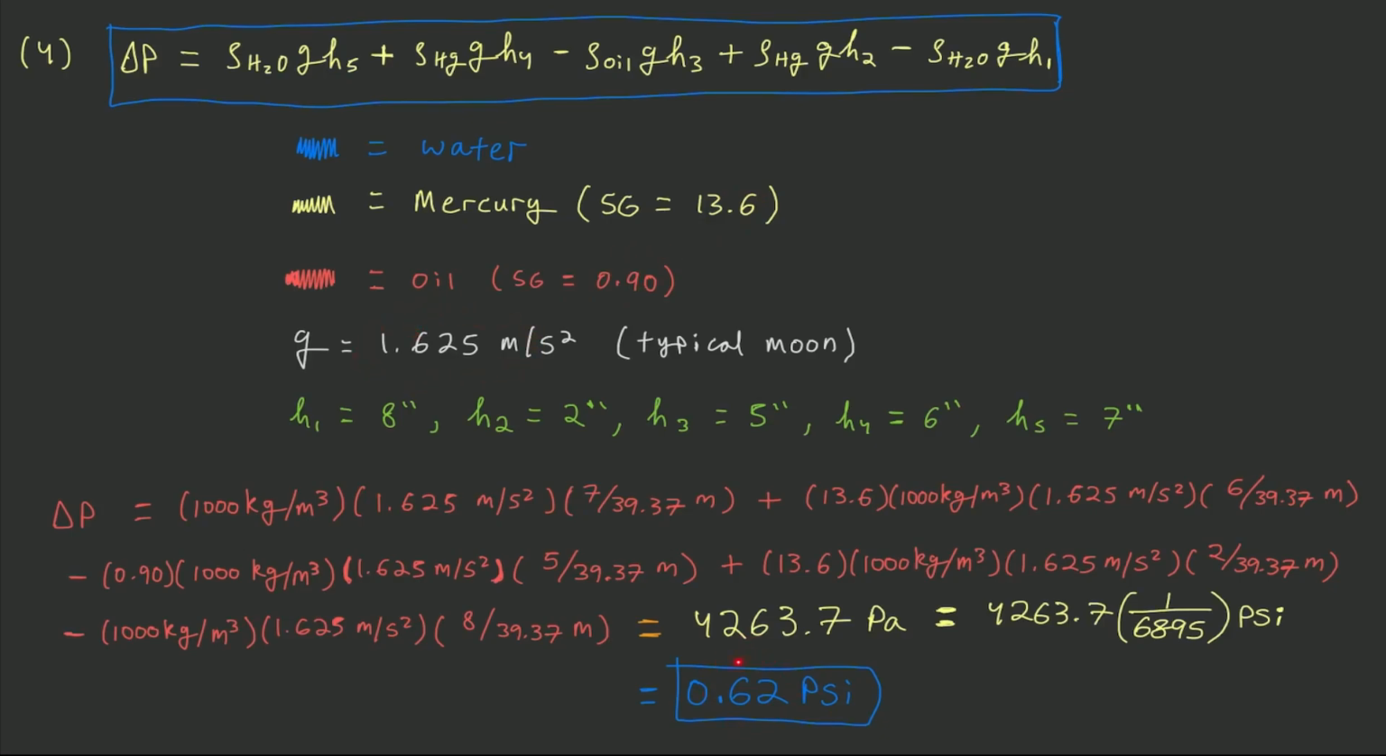So this value will be different on Earth than it will be on the moon, than it will be on Jupiter, than it will be on anything else with a different gravitational field. And these heights will change depending on the pressures in the pipes that the manometer is between.